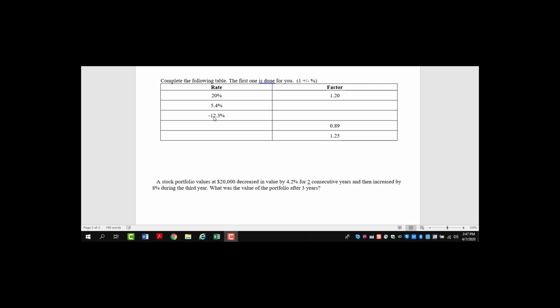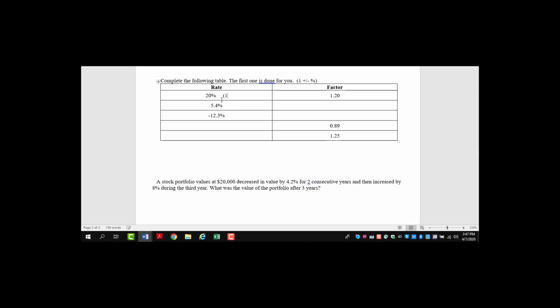So here are the rates. This means I want to increase something by 20%. This means I want to increase a number or something by 5.4%. And this means I want to decrease a number by 12.3%. Now the question is, what do I multiply it by, which is called a factor, if I want to achieve these results? Now here's what you have to remember. It's really 1 plus or minus the percentage. It's minus if you're subtracting, if you're decreasing, like here, and it's positive if you're increasing.